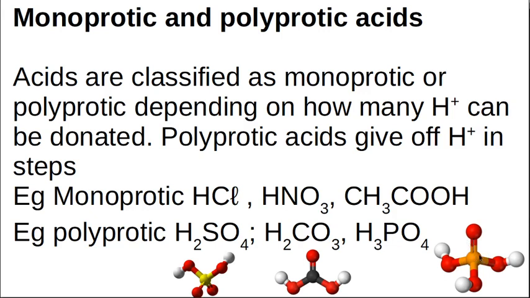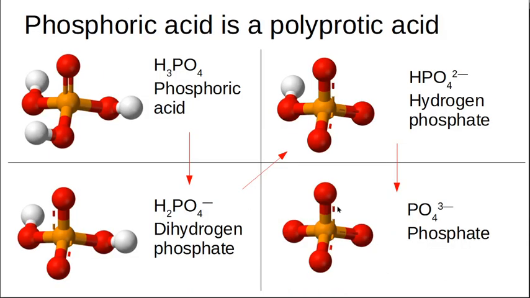So this little orangey thing here is the phosphor, and these 3 are the oxygens, and here's 1, 2, 3 hydrogens, and so first one hydrogen comes off, then the other one, then the other one. So it donates protons in a stepwise fashion. Here, have a look here. We're going to go like this with the phosphoric acid. Here's a bigger picture of the phosphoric acid.